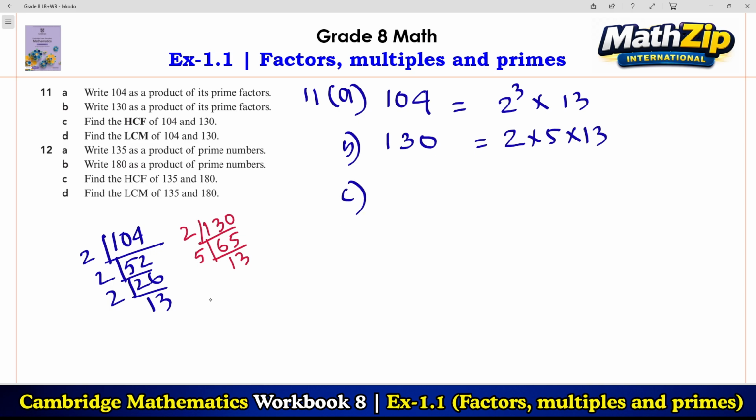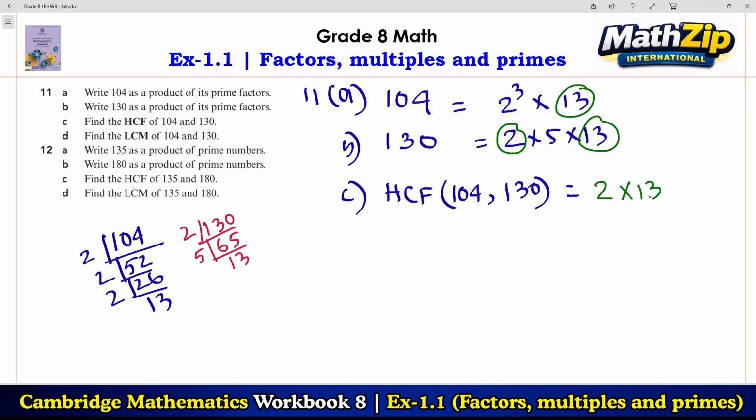Number C, find HCF of 104 and 130. HCF of 104 and 130. Look, which one is the highest common factor? Here is a 13, 13. This is a 2, 2 to the power 3 also has 2. So we can take 2 and 13 only. The result is 26. Right?